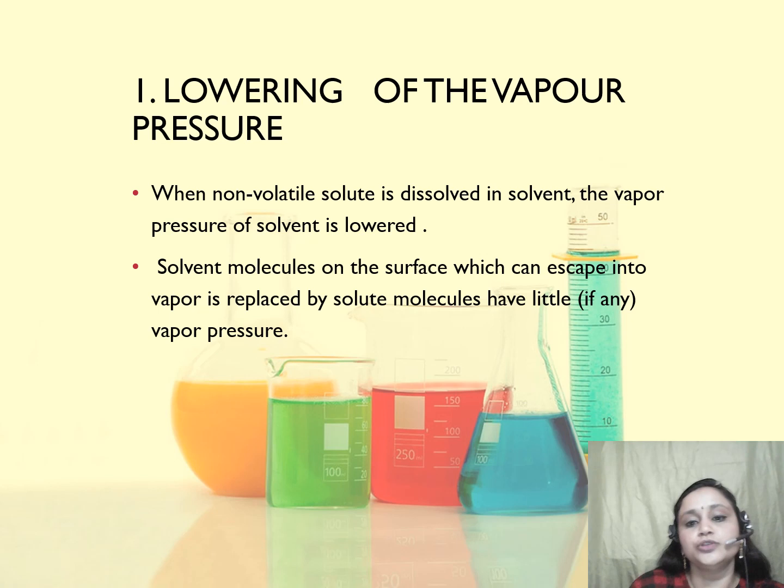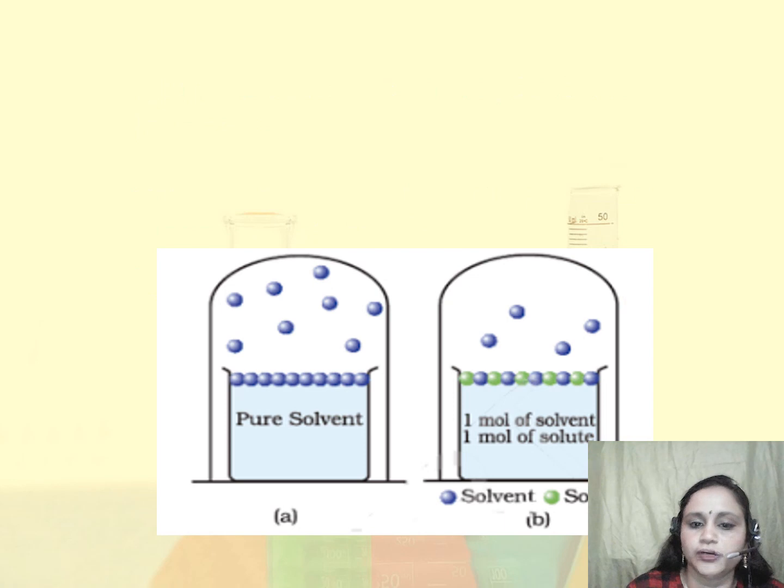Thus, the molecules which were escaping into the atmosphere, which were only of the solvent, are now replaced by some solute molecules which do not have any vapor pressure. Here you can see that on the left hand side, the pure solvent has the maximum number of solvent molecules vaporized, whereas on the right hand side, because of the presence of solute, the solvent particles have reduced. This is called the relative lowering of the vapor pressure. Now our concern is, do all the solutes play the same role?